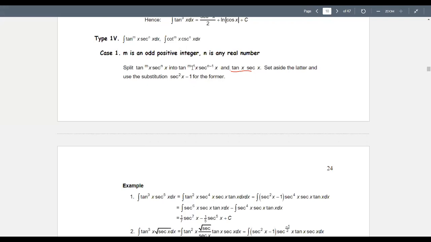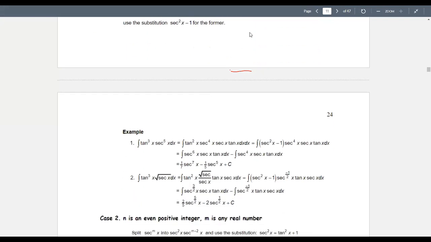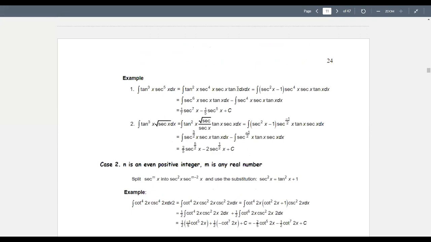Why? Because in here you could see that the tangent is to be converted to secant squared x minus 1. It follows that the cotangent here will be converted also to cosecant squared x minus 1. Okay? It would be better understood if we go to examples. So we'll go to the examples here. Okay, so we have the examples.